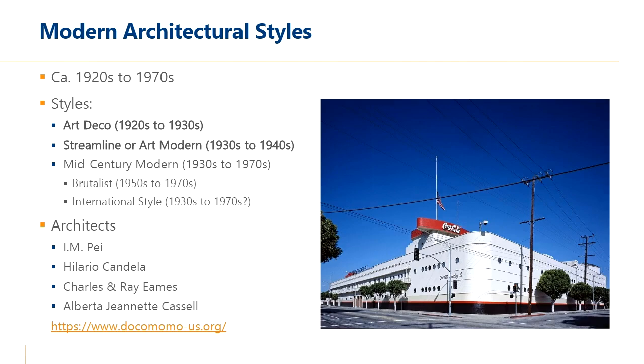We then see a transition to streamline or art moderne, which minimalizes ornamentation but introduces curved or sweeping forms. Windows are more often seen in a horizontal ribbon pattern or even as oculus or round windows. A notable building of this style includes the Coca-Cola factory in LA, designed by Dura.